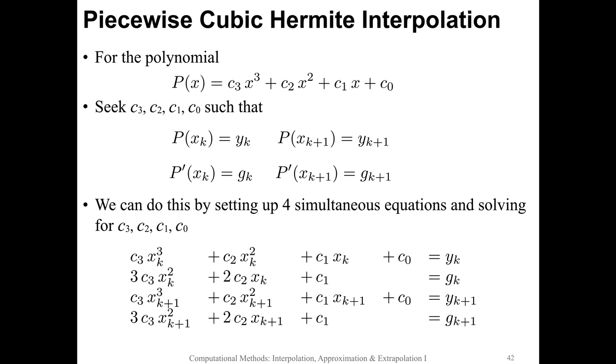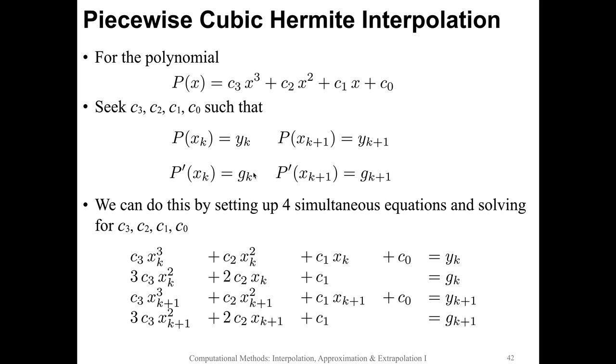So we have this polynomial, which is here shown by p of x in terms of its coefficients c3 down to c0. And what we'd like to do is find the correct coefficients, c3, c2, c1, c0, such that the polynomial evaluated at the start of the interval is equal to yk, and the polynomial evaluated at the end of the interval is equal to yk plus 1. But also we have these derivative constraints as well. If you take the derivative of the polynomial at the beginning, you should get gk, and at the end of the interval, you should get gk plus 1.